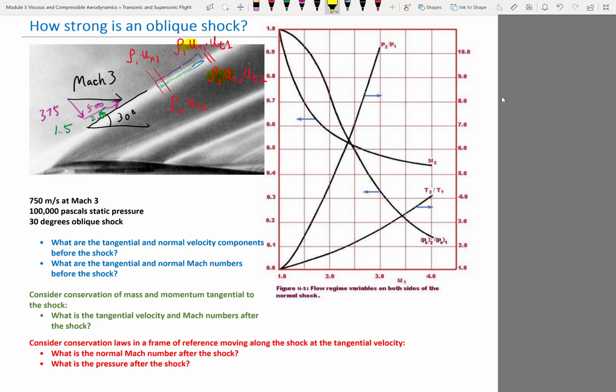In this case, it's 1.5, right? So if you look at this line at 1.5, you look at the right coordinate, that is 2.5 times the original, right? So this is P2 over P1. Alternatively, you can look on the left of this thing. So that's the stagnation pressure ratio, right?